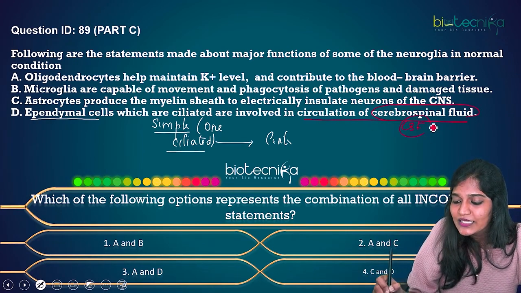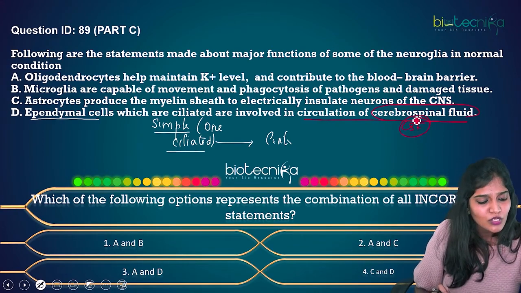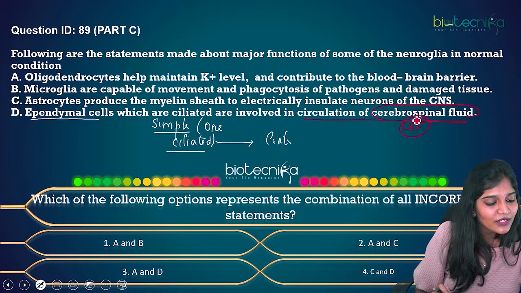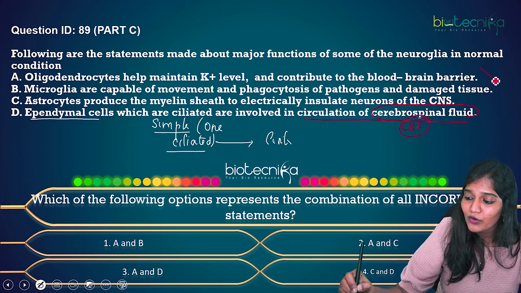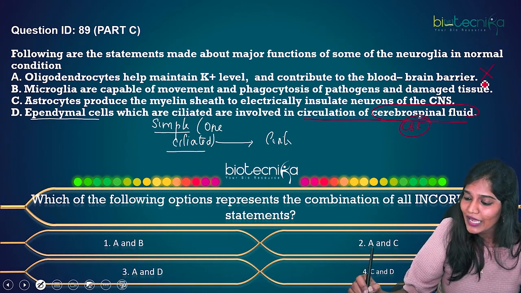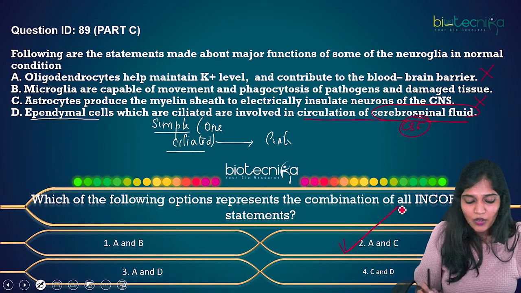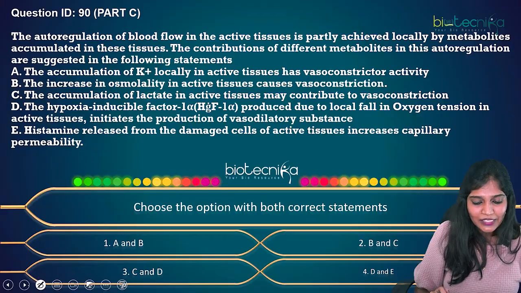Yes, because CSF is the one which prevents any kind of damage in the brain and the spinal cord. So option D is also a correct statement. Microglia is also a correct statement and option D is also a correct statement. But they ask you to find out the wrong statement. So option A and option C go wrong. So the answer for this question is option number 2, A and C. Okay, let's look at the next question.